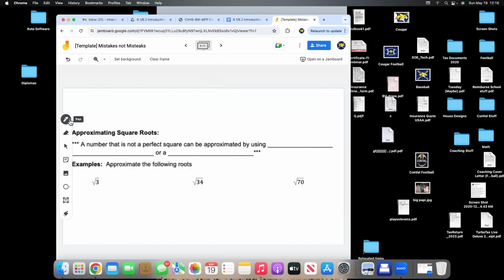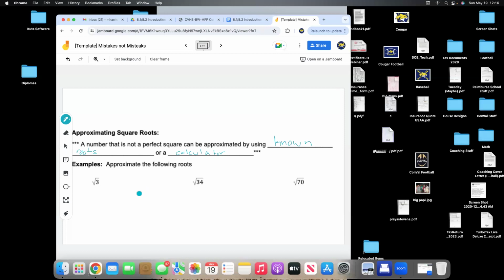Next, let's talk about approximating square roots. Let's choose a different color. Black's getting boring. All right. Approximating. A number that is not a perfect square can be approximated by using known roots or a calculator. Right, good old trusty dusty calculator. There is a square root button on your calculator. There's a cube root button as well.